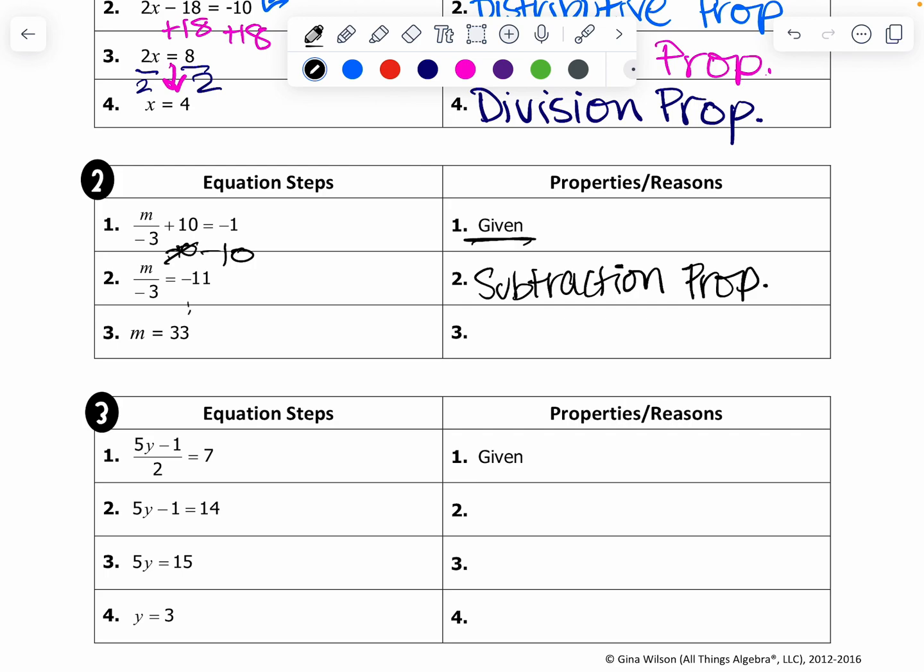Next, from step 2 to step 3, what's happening? Well, you're multiplying by negative 3 times negative 3. And we get m equals 33, so that is the multiplication property of equality.